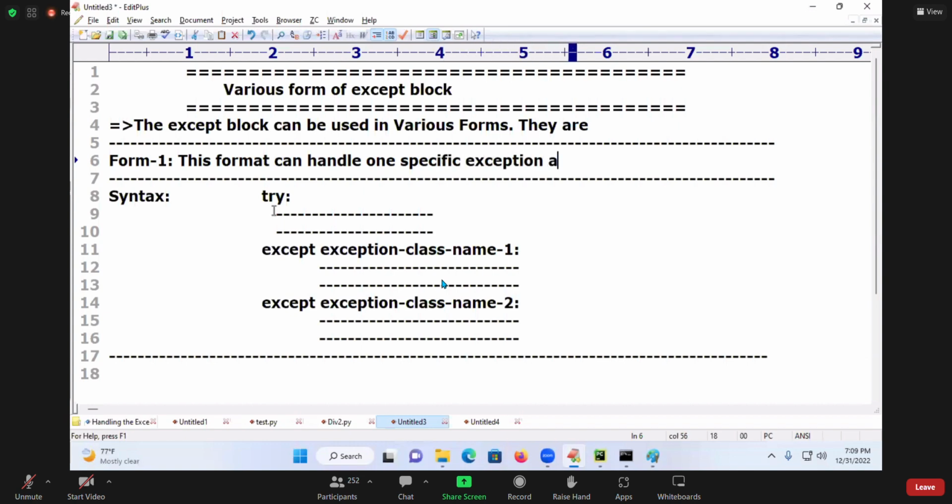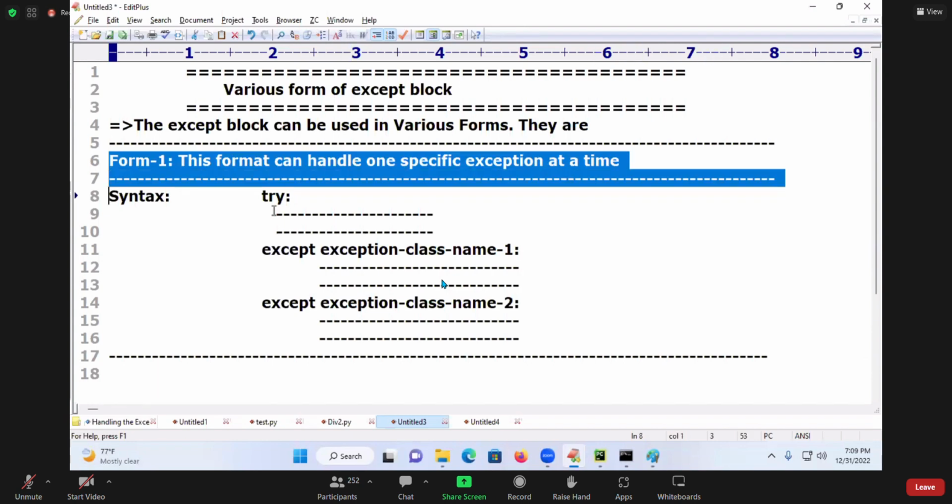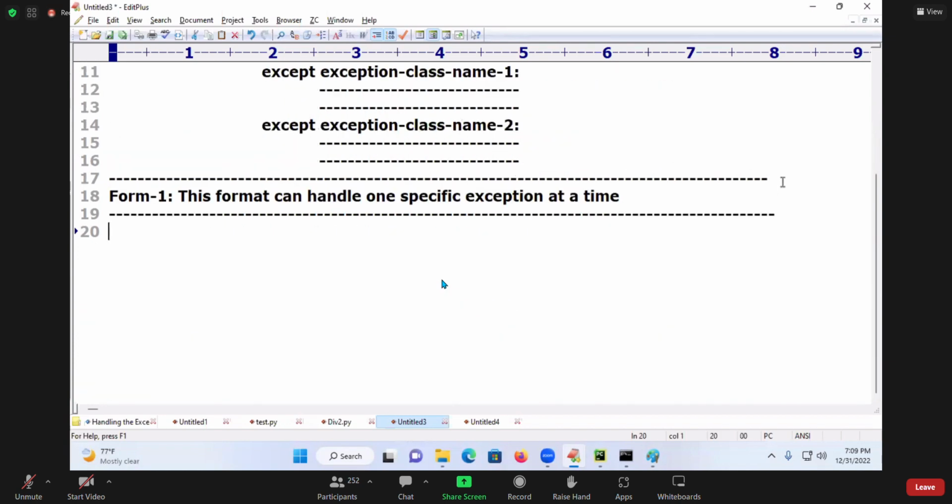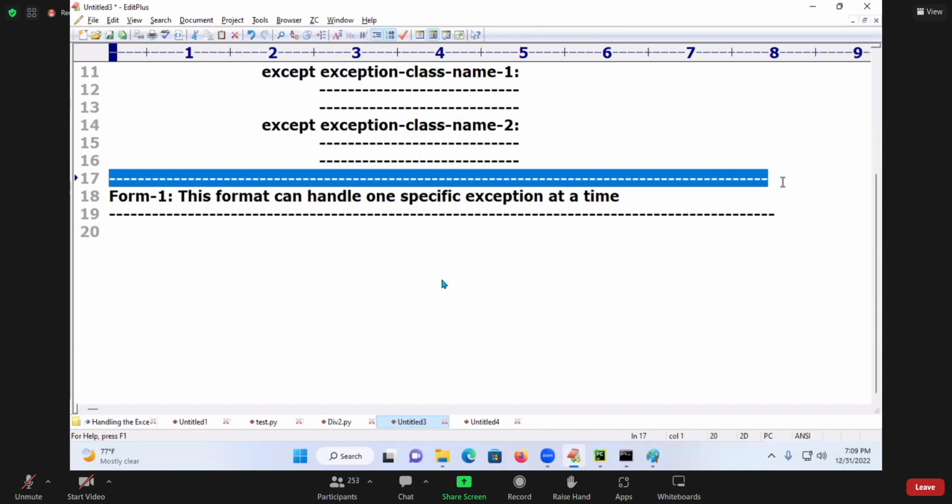So this format can handle one specific exception at a time. It is known as the standard format. Are you following me?